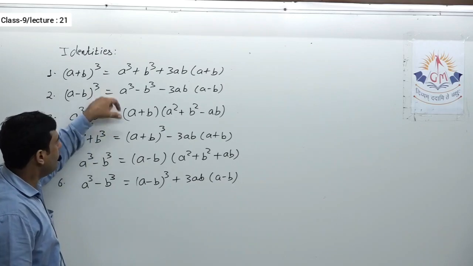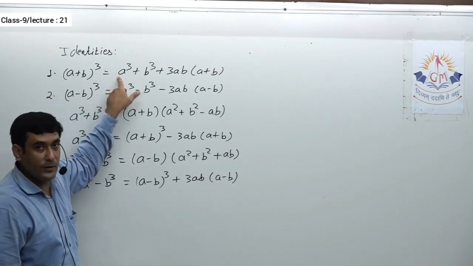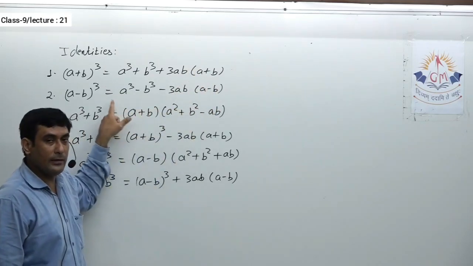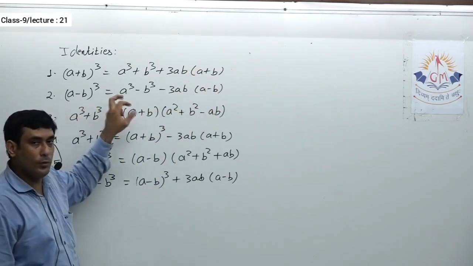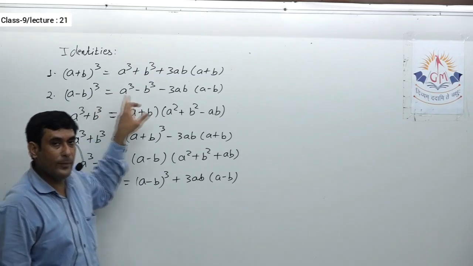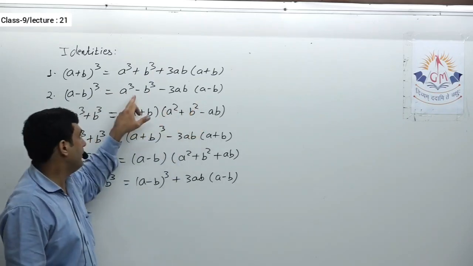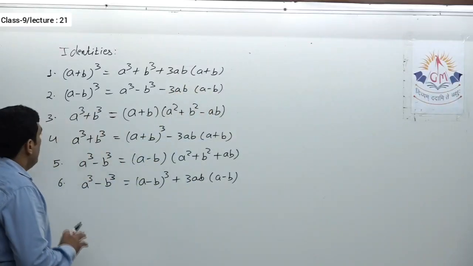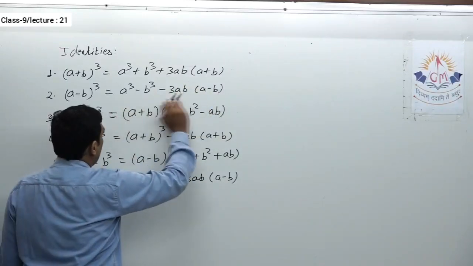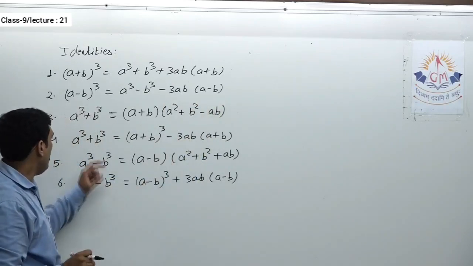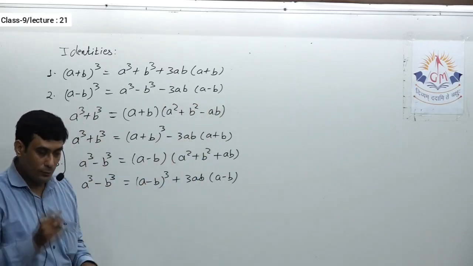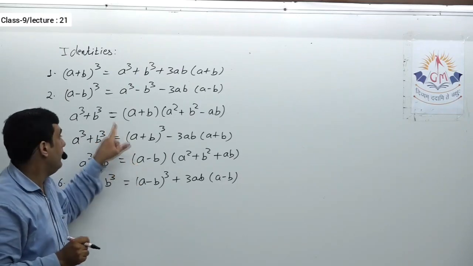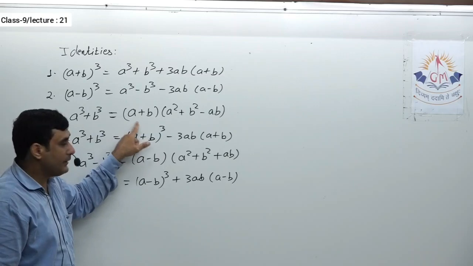Now there is one more way to remember. See this, if you remember the first one, a cube plus b cube plus 3ab into (a plus b), then when we have (a minus b) whole cube, only the first one is positive, and all the remaining are negative. That is minus b cube minus 3ab (a minus b). All the remaining signs will be negative. Now (a plus b) whole cube. Again, if you remember this, it will be easy to get this one. So a cube plus b cube is first, (a plus b).